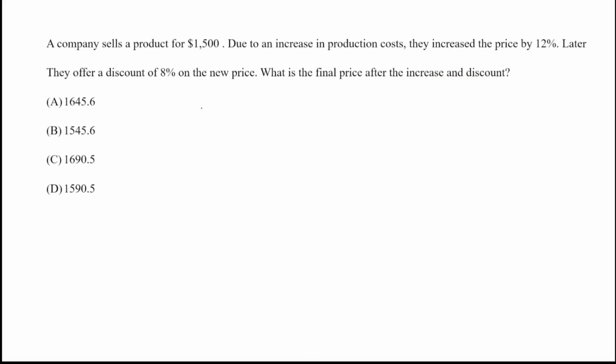At first, the company is selling the product for $1,500. Later, it is increased by 12%. So, we need to calculate 12% of 1500. For that, we can write it like 1500 into 12 by 100, and zeros will get cancelled and the remaining is 15 into 12, which equals 180. So this is the increased price and we need to add that 180 to this 1500. So 1500 plus 180 is nothing but 1680. So this is the total increased price.